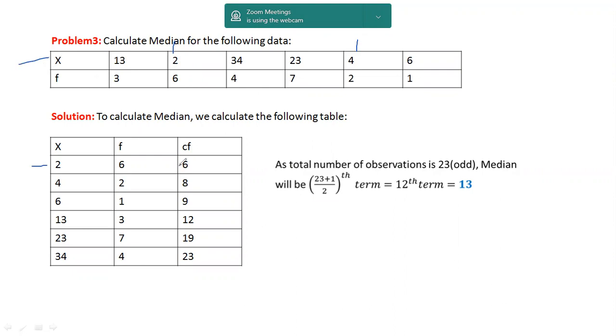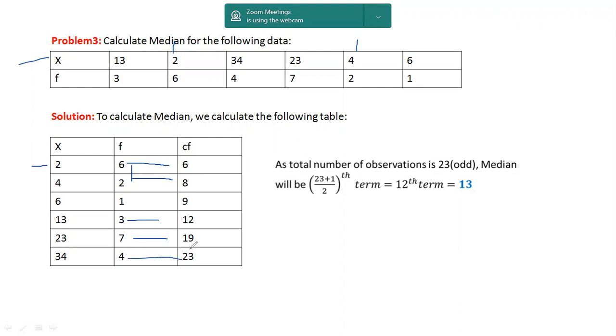Then we take the cumulative frequency. The cumulative frequency is 6 for the first term. The next term will be 2 plus 6, that is 8. Then again from the beginning, 6 plus 2 plus 1, which is 9, and the cumulative frequency up to the 4th term will be 6 plus 2 plus 1 plus 3, which is 12, and the next is 19, and the next is 23.